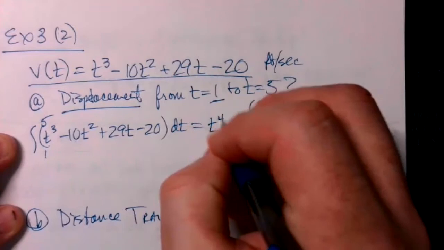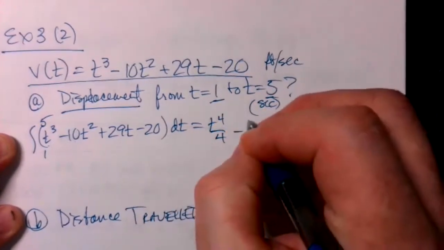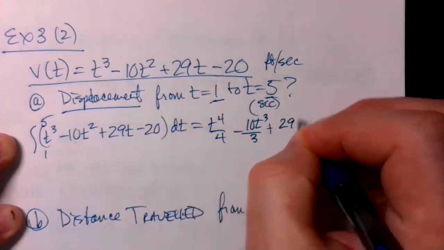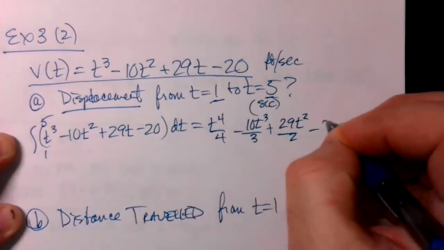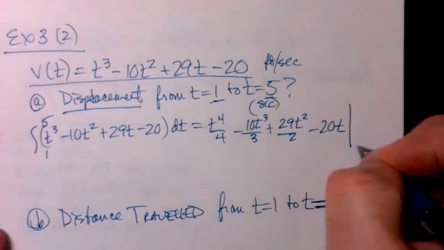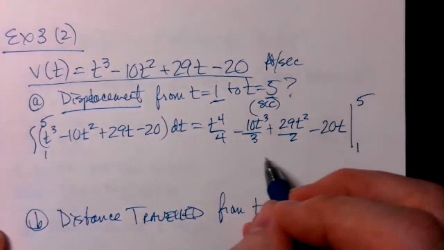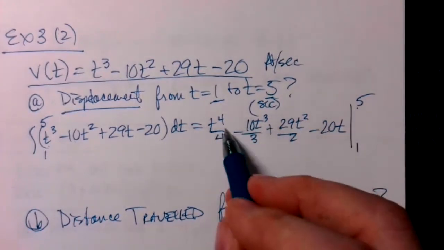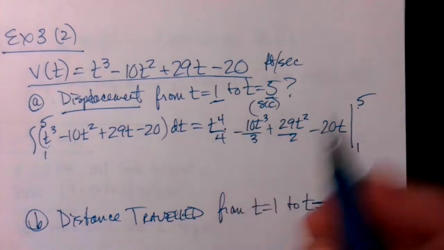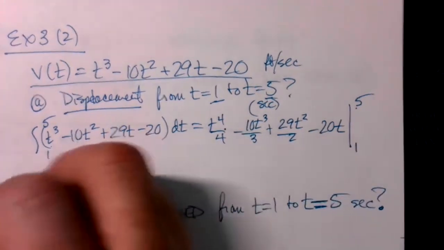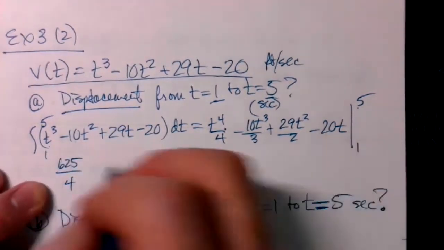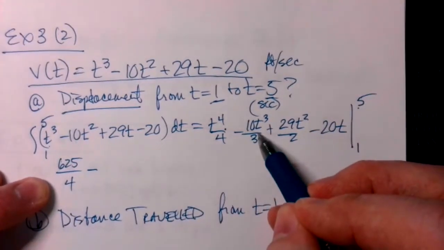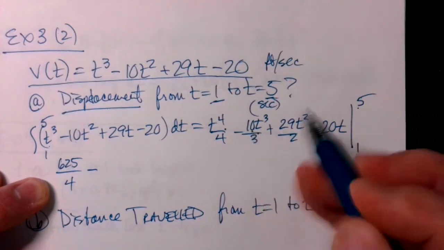So this is t to the 4th over 4 minus 10t cubed over 3 plus 29 over 2. And then we need to evaluate it from 1 to 5. Okay, so this is me being careful with my notation. All right, so t to the 4th at 5, that's 5 to the 4th. That is 625 over 4 minus, well, this is going to be t to the 3rd. That's 125 times 10 is 1250.